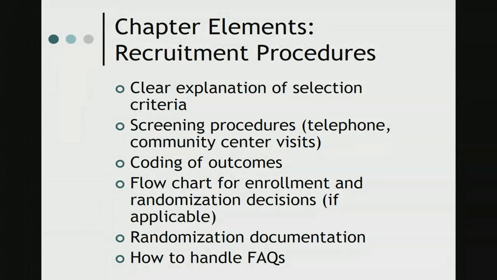Are you doing something over the phone? Do you actually see them in person? Is it a chain where you first talk to them on the phone, and if they go through that level of eligibility, do you then see them again? Do you see them to run more of a test to see whether they meet your criteria? How do you code your outcomes? This is really helpful for you to understand if there's a way you need to change your recruitment procedures.